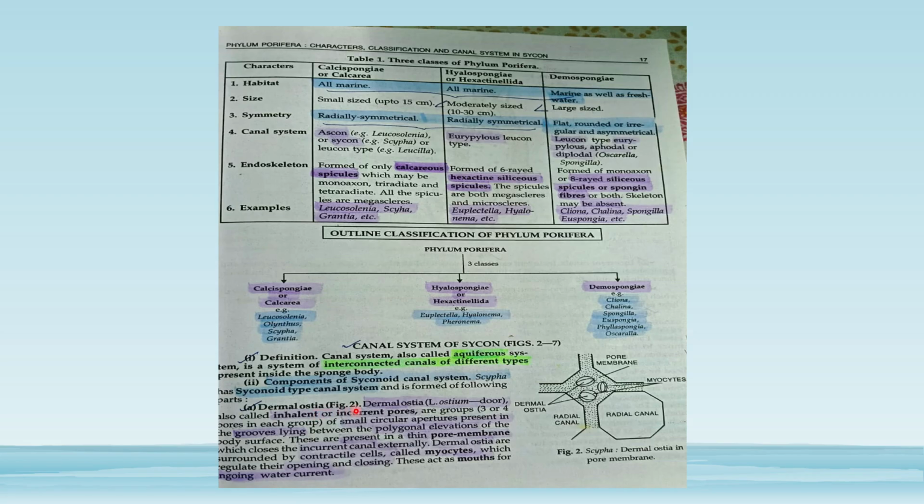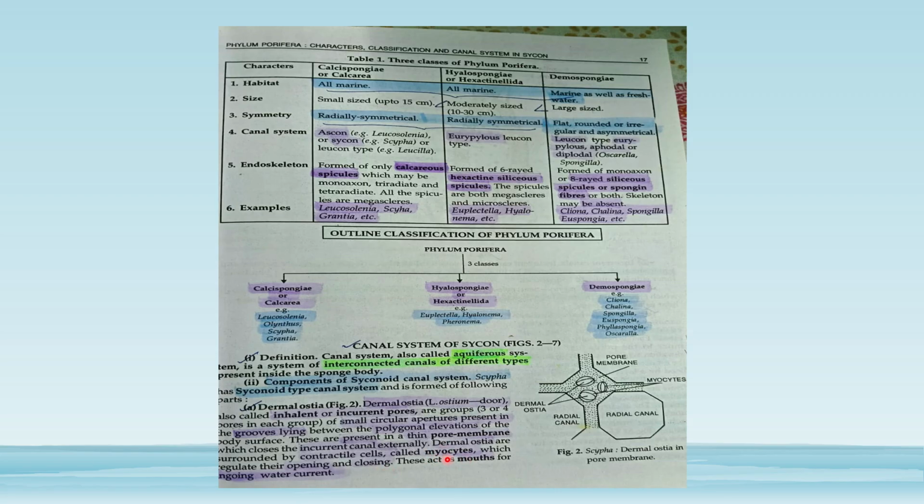First one is dermal ostia. What is dermal ostia? I've mentioned it earlier, also called inhalant or incurrent pores. A group of three or four pores in each group, small circular apertures. These are present in the grooves lying between the polygonal elevations. Polygonal means many, more than one. Elevations means one level above the body surface; there are many polygonal elevations a little above the body surface. These are present in the thin pore membrane which encloses the incurrent canal externally. The dermal ostia are surrounded by contractile cells called myocytes.